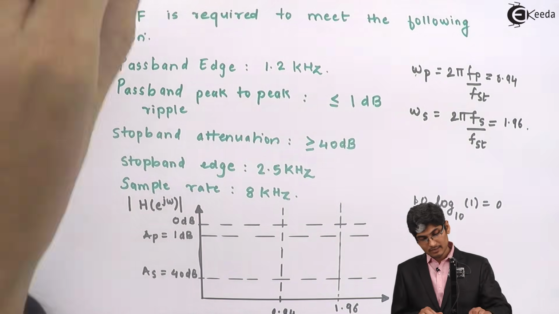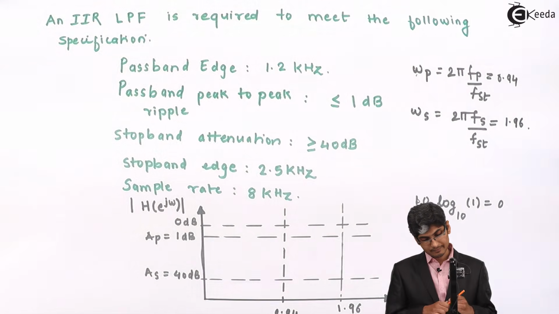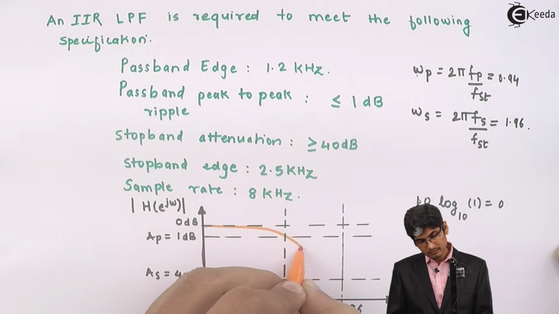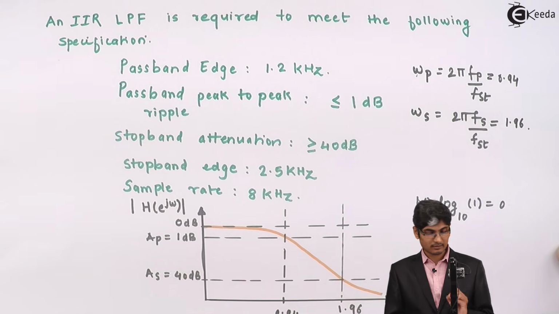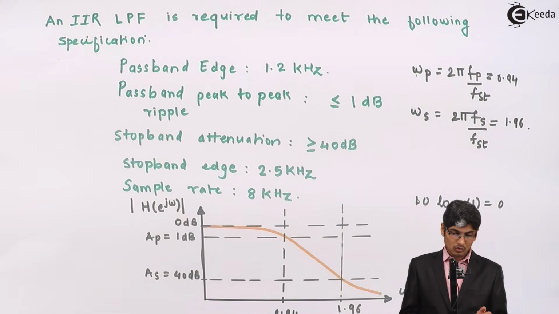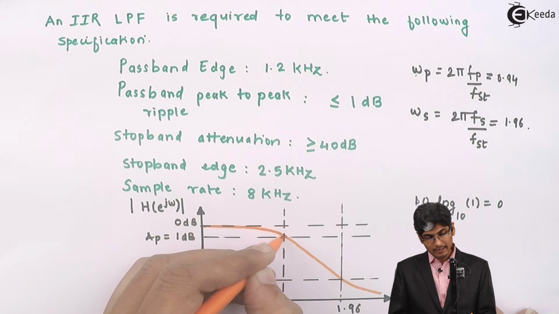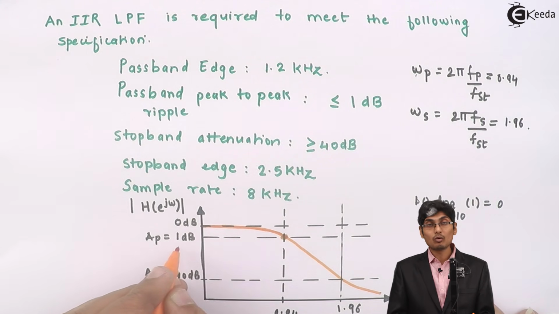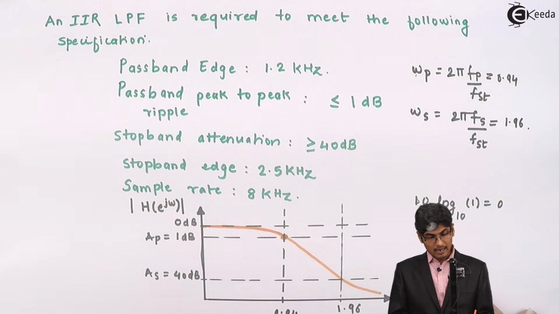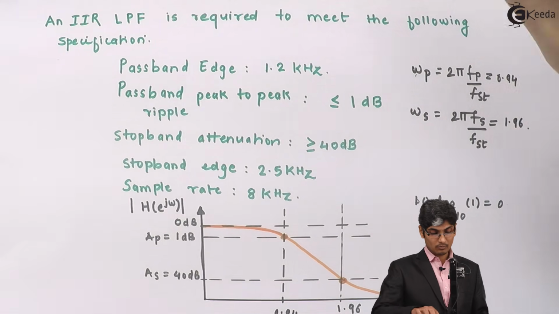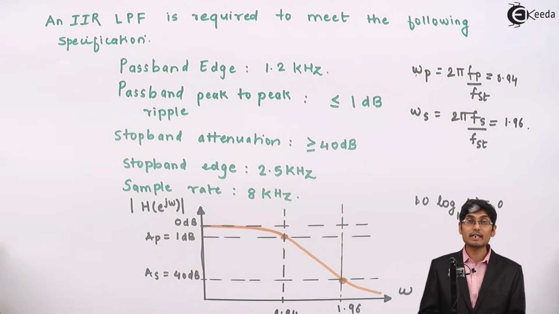And the characteristics will look like this. It will attain 1 dB at 0.94, and it will attain 40 dB at 1.96. So these are the digital characteristics of a low pass filter. This is how the low pass filter looks like.